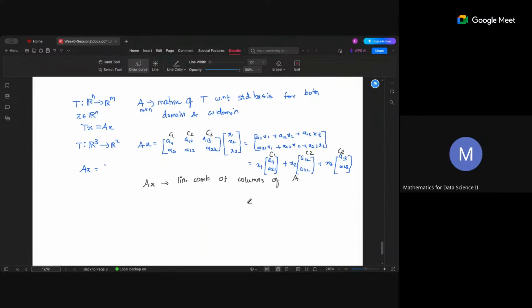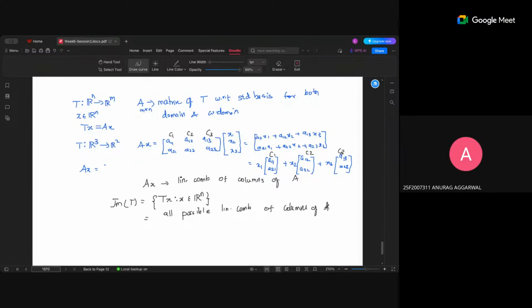Okay, now what is the image of T? The second definition I told: the set of all Tx such that x is in the domain, let's say Rn in this case. So this means I'm considering the span of, if Tx where x is in Rn, what does it mean? All possible linear combinations of the columns of A. Is that correct?